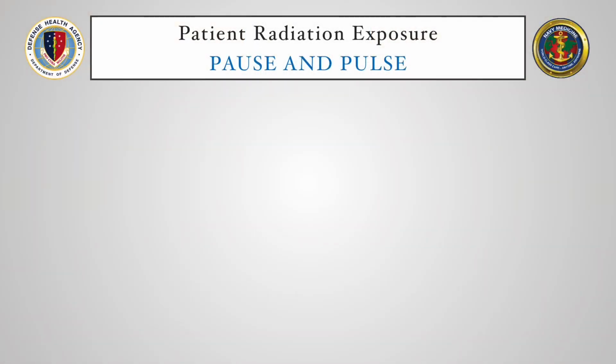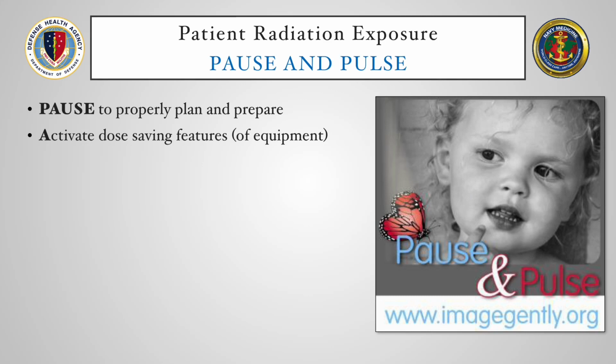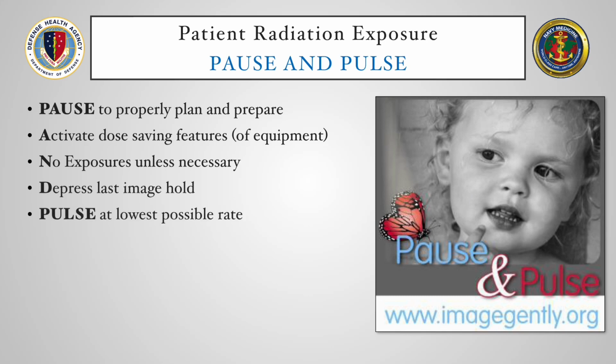This area of the training relies heavily on the Image Gently Alliance's pause and pulse concepts. While designed for children, they are fairly universal and can be applied to adults as well. Pause to properly plan and prepare. Activate dose-saving features of equipment. No exposures unless necessary. Depress last image hold. And pulse at the lowest possible rate.